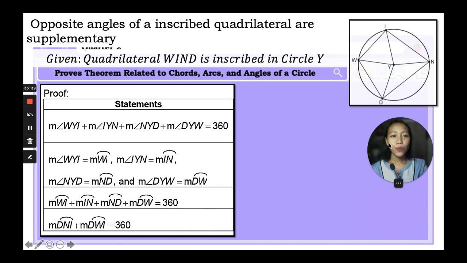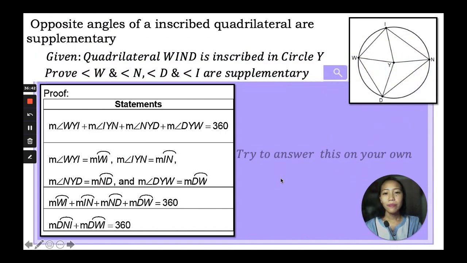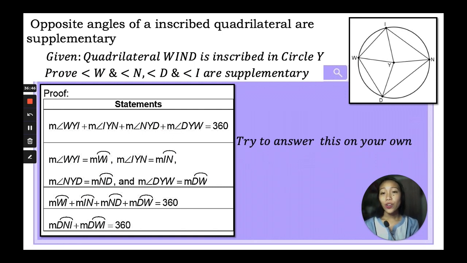Okay, if you are interested, you might try this. Try to answer this on your own. I'll be giving you ample time, say 3 minutes, to look for answers in your self-learning modules or your self-learning activity sheets, or maybe your learner materials from last year, or from the notebooks of your ates and kuyas, to provide the missing reasons for each statement. That means the statements are provided, and all you have to do is provide the missing reasons.